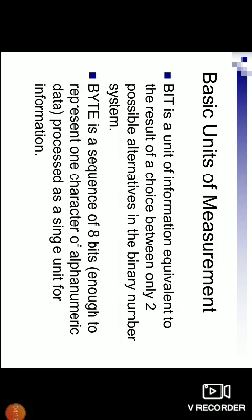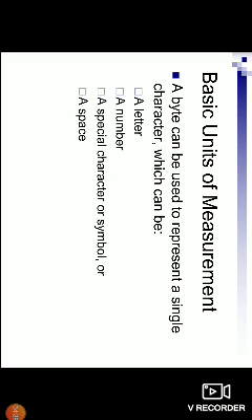So a bit is a 0 or 1, it is a binary number. Next, a nibble contains 4 bits. Whereas a byte is a sequence of 8 bits. So a nibble is a sequence of 4 bits, and a bit is a 0 or 1. A byte can be used to represent a single character, which can be a letter, a number, a special character or symbol, or a space.